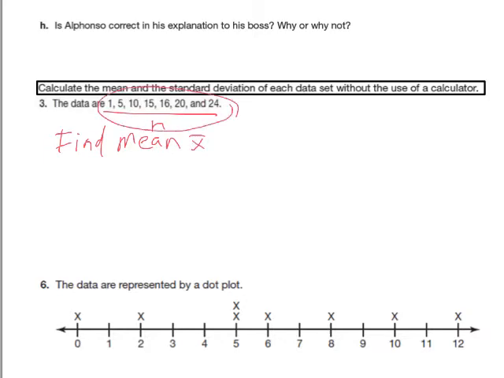So I need to show all the work. Even if you can't use a calculator, you have to do it all by hand.